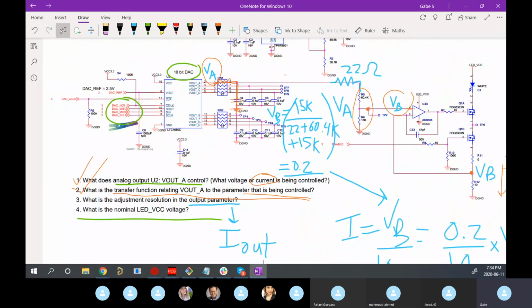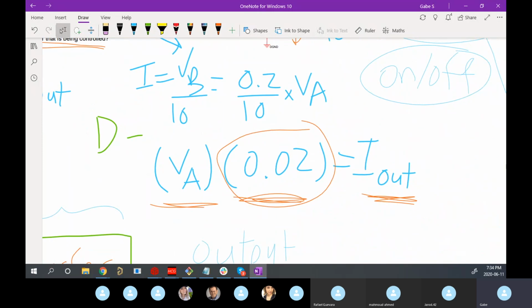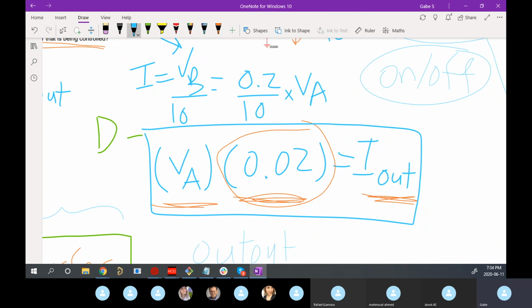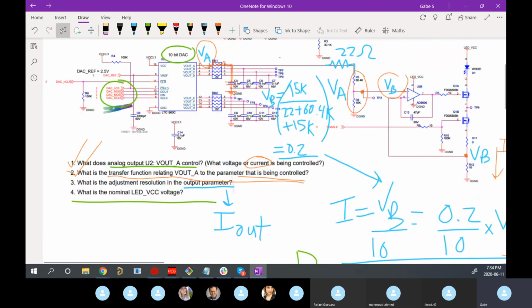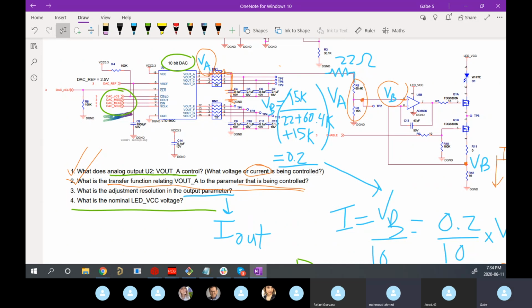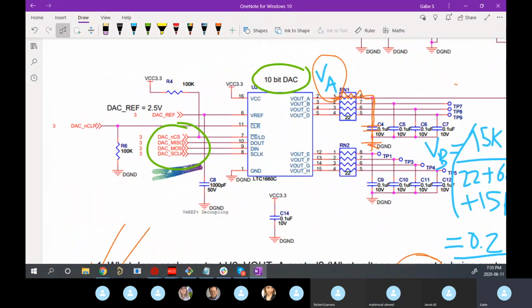Ooh, I like that. So remember, we have a relationship now between the voltage we're controlling from the DAC, VA, and the output parameter. So if we knew the resolution of VA, we could find the resolution of I out. Do you agree? Cool. So, adjustment resolution. Do we know what's the maximum V out A? DAC ref 2.5? So I guess the max is 2.5. That's right. Remember, this is your analog voltage reference pin that decides the output full scale. And they've told you here, this is a little hint by them, that DAC ref is 2.5 volts. So you know your output is going to be between 0 and 2.5.